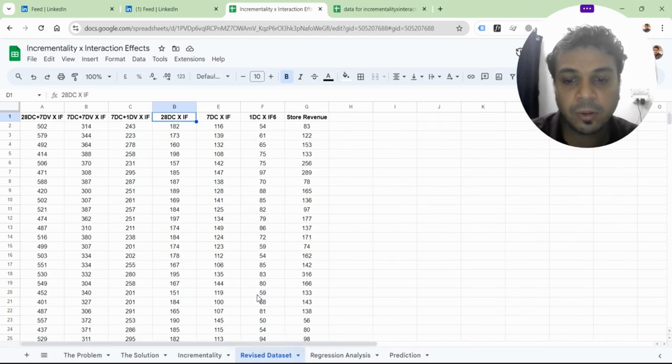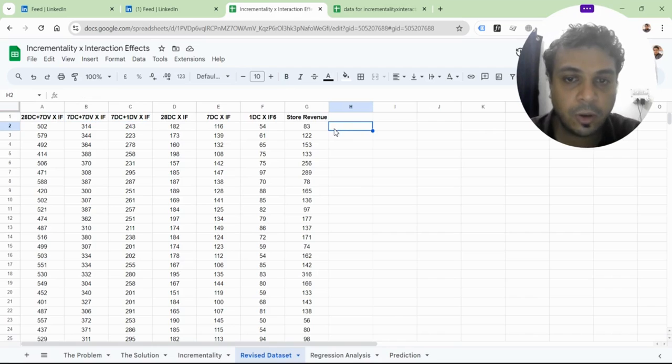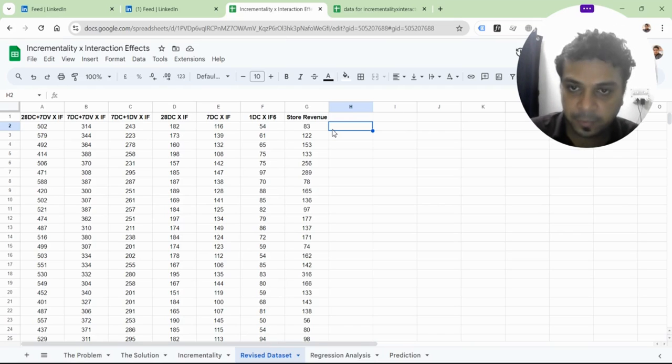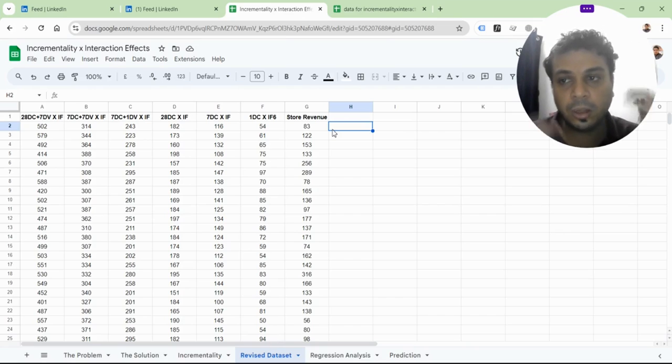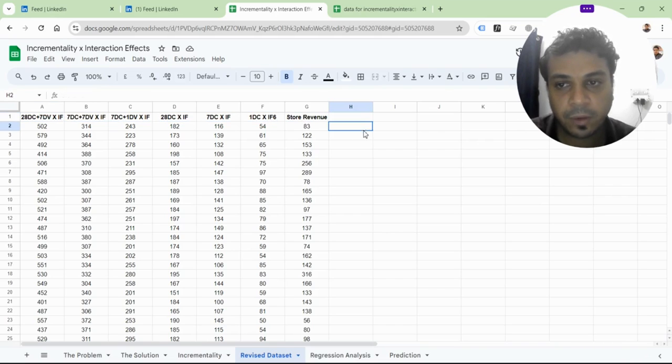But in this case, we found out that it's a better idea to just take the interaction effect values only, dropping the original revenue values and the incrementality factor values as well. And that serves a purpose, like I said, because this already contains combined information from both our main variables. So now we are left with just 6 input variables, which are going to be our predictors, and then we're going to look at store revenue.